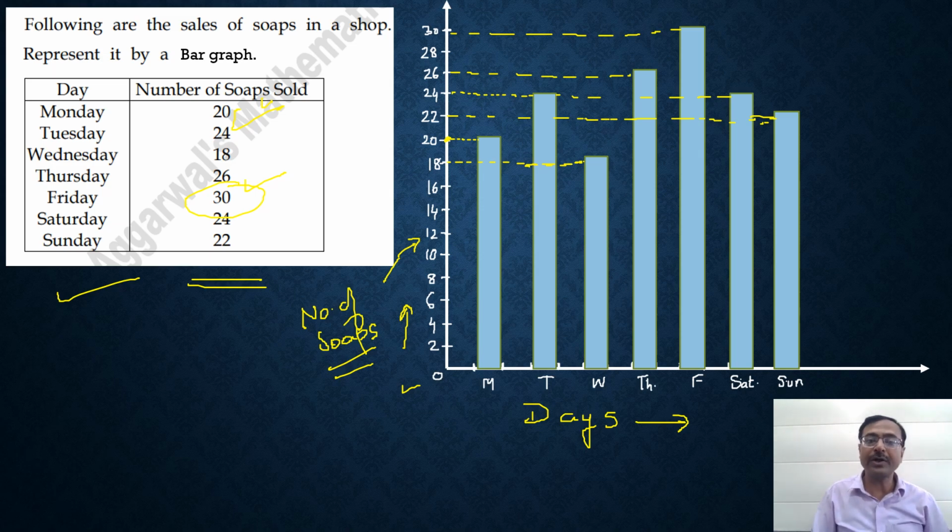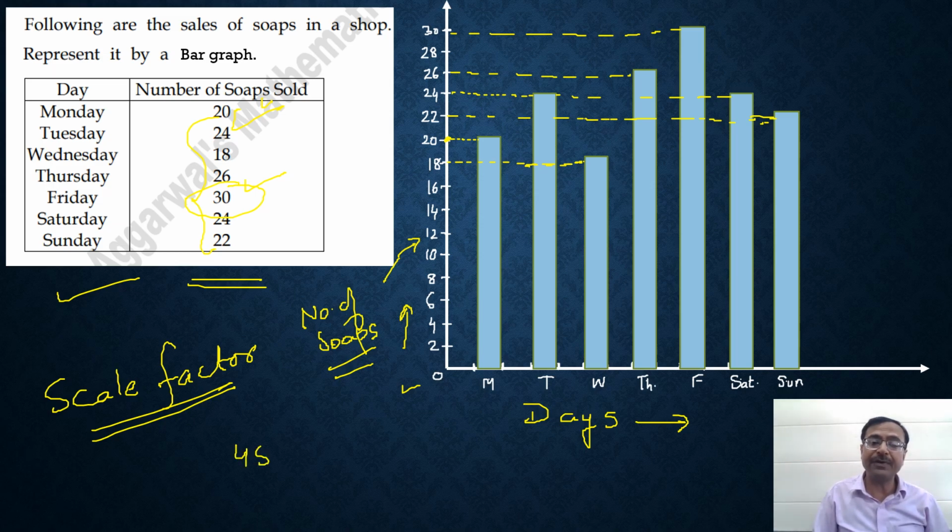Now this is how you draw the bar graph. More important than drawing the bar graph is how to represent the scale factor. That's a very important concept in drawing the bar graph, scale factor. Suppose the sales of the soaps were given up to 450, and the minimum was say 20. Then we cannot write all values from 20 to 450, right? So on the y-axis, when you represent these centimeters, you have to represent them by a definite number of soaps. Like I took 2 soaps for 1 centimeter.